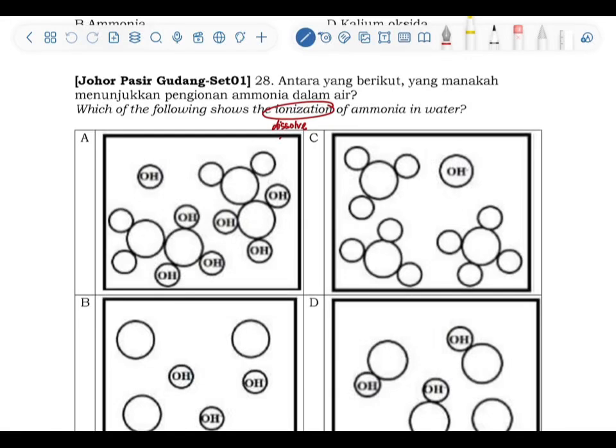Hi, so we are going to continue the discussions for this chapter. So let's look at this question. First, which of the following shows the ionization of the ammonia in water?